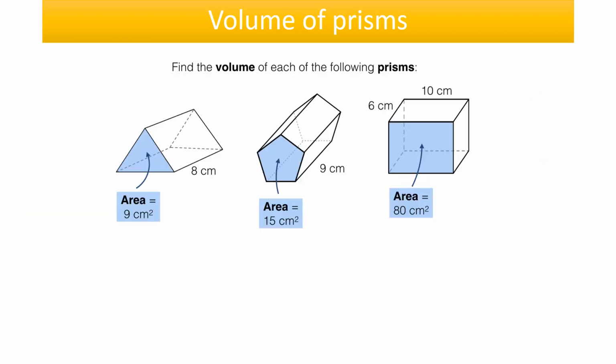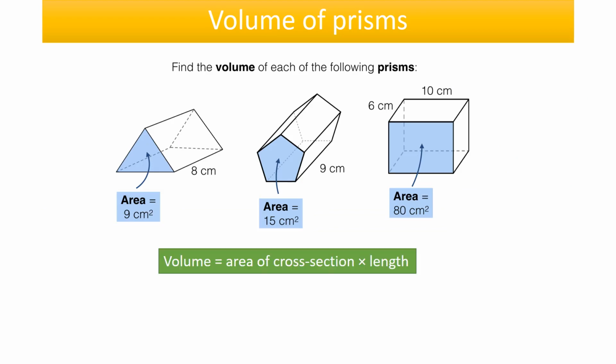In these examples, we're in a way one step ahead because the area of the cross-section is already given. So we use the formula area of the cross-section multiplied by length to find the volume. In the first example, to find the volume, I need to multiply 9, because that's the area of the cross-section, by 8, because that's the length of the shape. And the answer is 72 centimeters cubed.